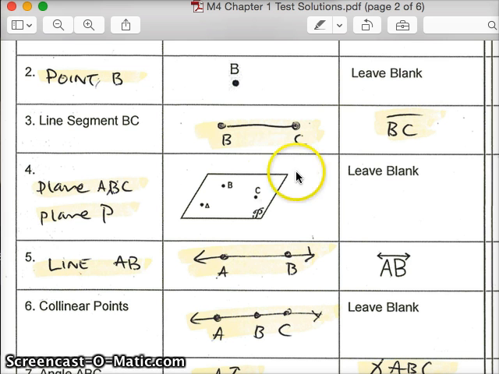Question number 4, this is a plane. You can call this plane ABC, or when it has the cursive letter in the corner, that's another way of calling it. In this case, we can call it plane P.